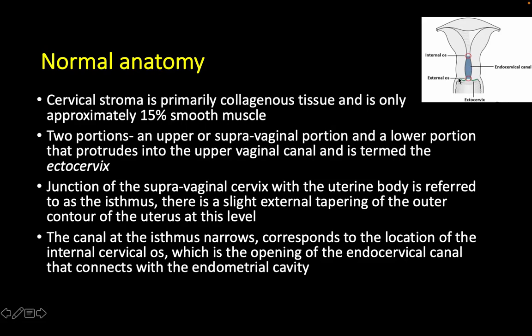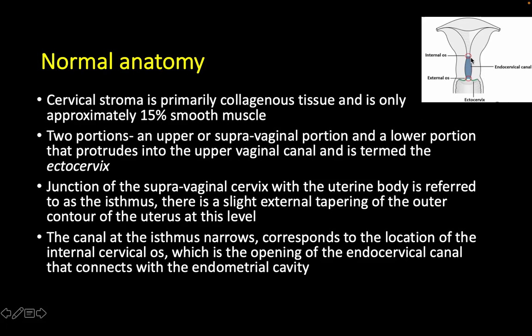It has two parts, namely the ectocervix, which protrudes into the vagina and is visible on per speculum examination, and the endocervical part, which is better assessed by ultrasound. It is this supravaginal part of the cervix that we look for specifically on ultrasound.